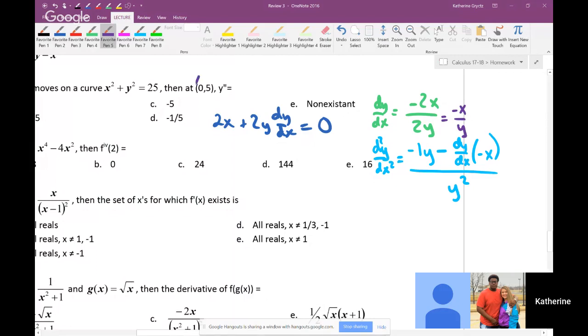You know that x is 0 and y is 5, and then the other thing you're going to need to know is dy dx. But you know that dy dx is negative x over y. So dy dx has to be negative 0 over 5. So 0? Yeah. Right? So then that entire blob goes away. All that thing. So it's just negative y over y squared. Yes. So negative 5 over 25 is negative 1/5.